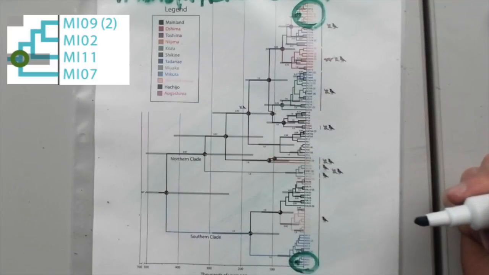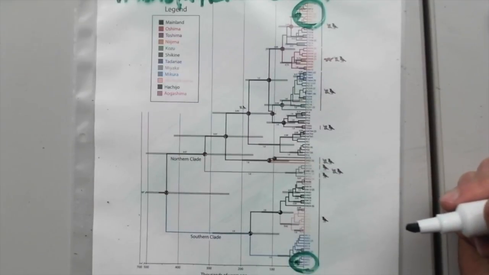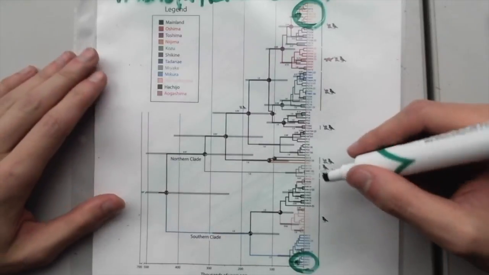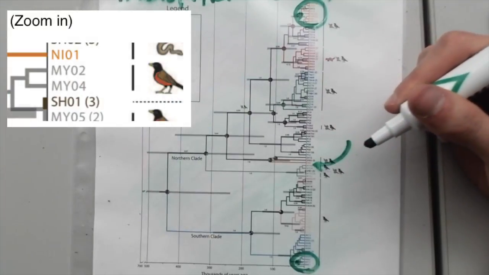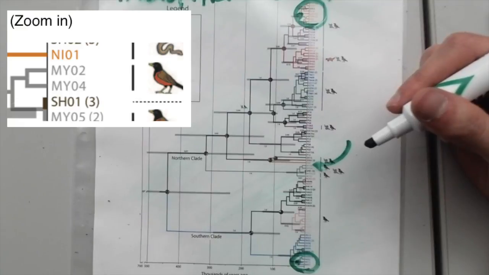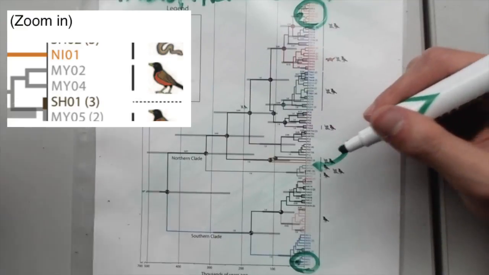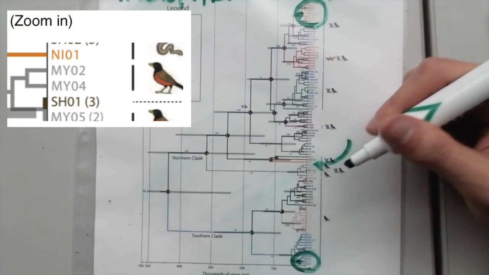Great. Now back to the analysis. We see that some descendants from the most recent common ancestor of the northern monophyletic group, such as this lizard, this guy right here. Some of those descendants develop the typical bird-predator phenotype and life history traits on the bird-only island of Miyake. That's what the M stands for in the MYO2 there.